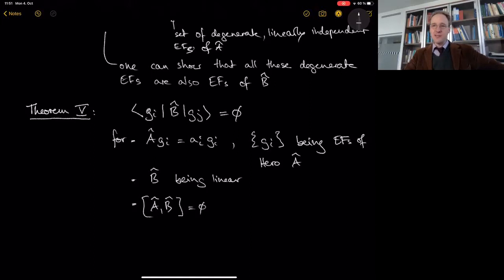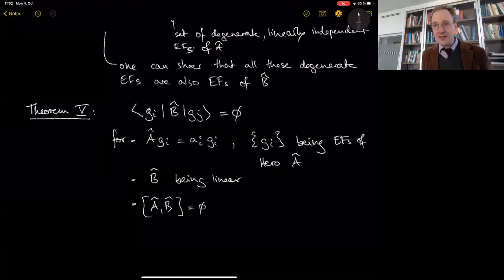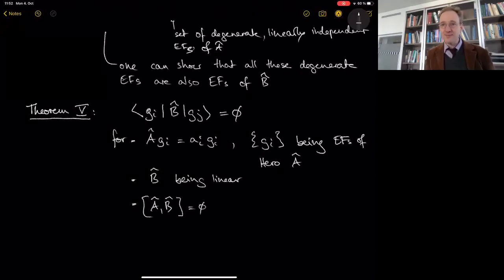We use the correspondence principle. But that's a non-trivial thing. By no means is this obvious, and it's so important that you pick the right operator. So this theorem tells you that actually you cannot pick any operator you wish, and there will be many choices. If they are linear and they commute with your already existing operator, let's say the Hamiltonian, then you will not get an expectation value in that eigenfunction space.